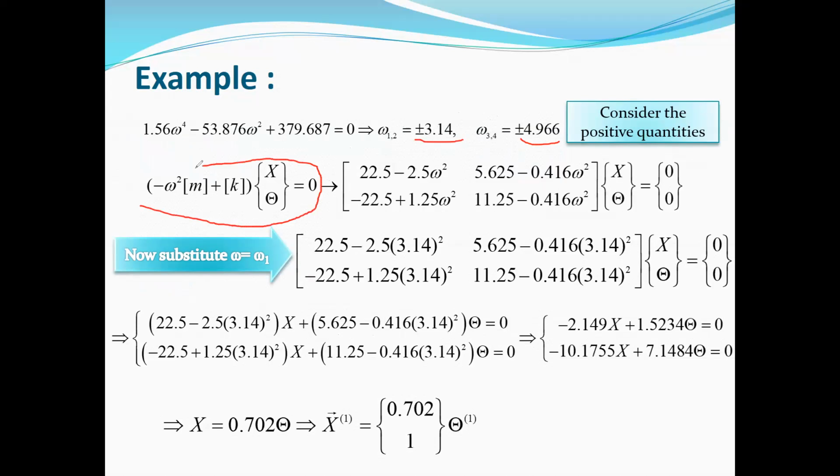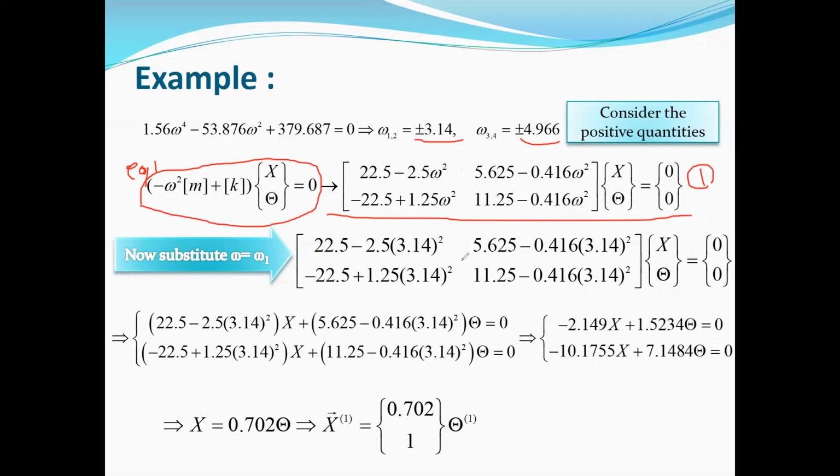If we call it equation 1, we use this equation 1 to obtain the mode shapes. So here in this equation 1, if you substitute omega, this is equation 1 in expanded form. If you substitute omega equal to omega 1, which is 3.14, you can obtain the first mode shape. So here you can substitute omega equal to 3.14.